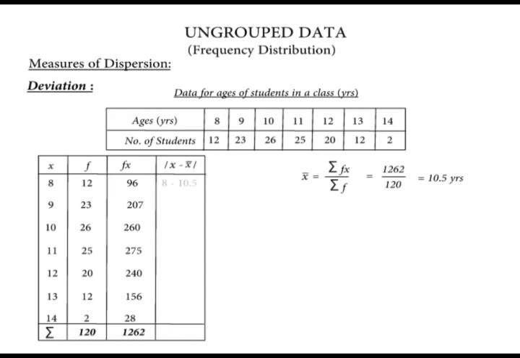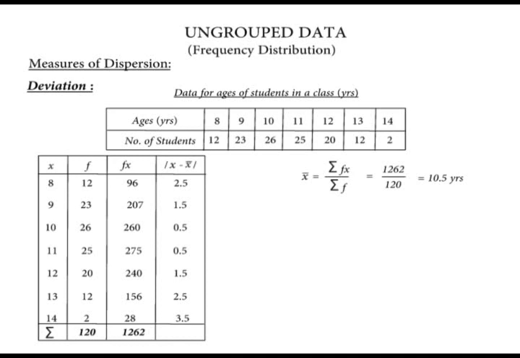So we have 8 minus 10.5 is minus 2.5. The absolute value is 2.5. We ignore the sign. 9 minus 10.5 is minus 1.5. We ignore the sign and get 1.5. 10 minus 10.5 is minus 0.5. We ignore the sign again. And if we proceed like that, we shall get 0.5, 1.5, 2.5, 3.5.